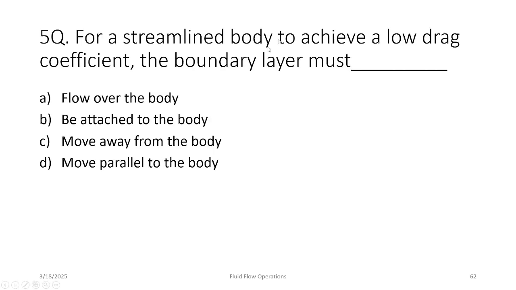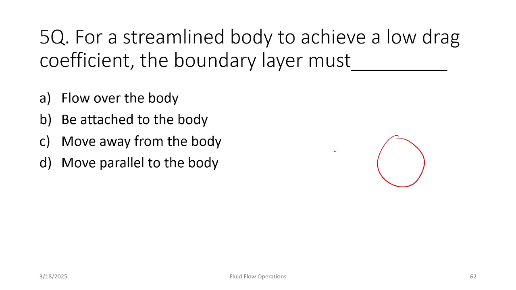Coming to the fifth question: for a streamlined body to achieve a low drag coefficient, the boundary layer must: A, flow over the body; B, be attached to the body; C, move away from the body; D, move parallel to the body. So for a streamlined body to achieve lower drag, the boundary layer should be attached to the body, right?